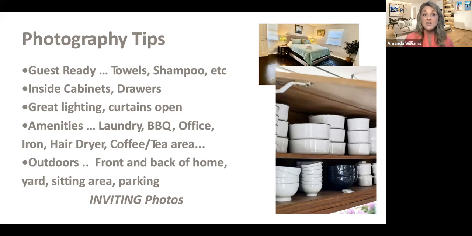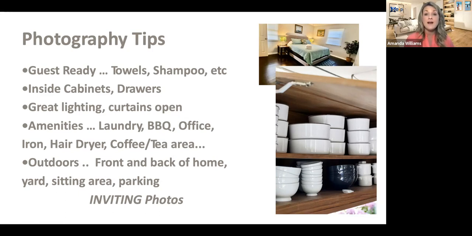Amenities: laundry, barbecue, office, iron, hair dryer, coffee, tea area. All of those are really, really important. So make sure that your photographer is taking photos of all of that. And you're going to have your first 15 to 20 photos of normal photos. All right. This would be the kitchen, the bathroom, the outside area, the bedrooms, all of that. But then towards the end of your 50-ish photos, you're going to have all of these others in there, because this is going to be for someone who's really interested in staying in your house, and they're going to want to see all of this towards the end.